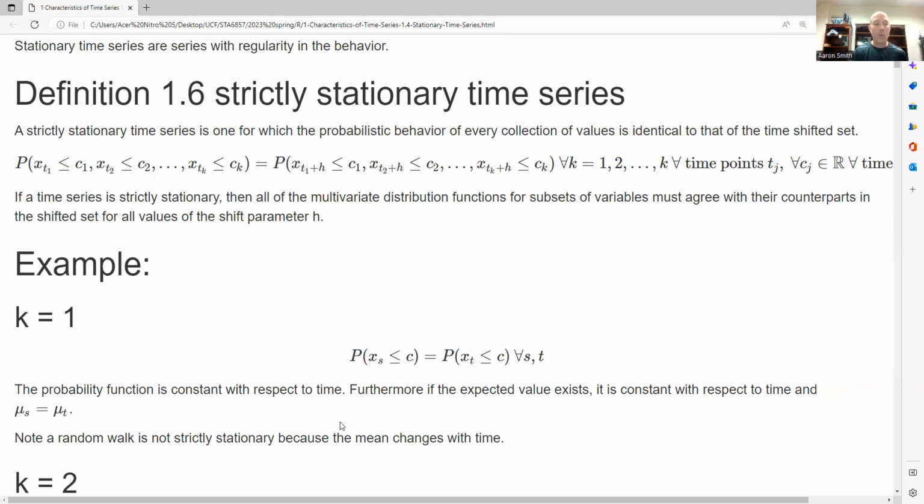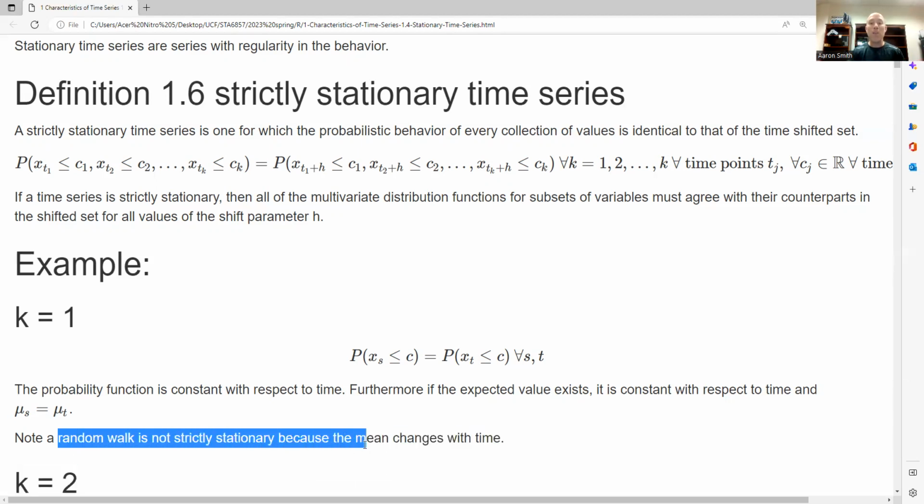So whenever the expected value exists, then we're going to end up having it being the same for every single point in time. Now, something to be mindful of is that a random walk is not strictly stationary because the mean changes with time.